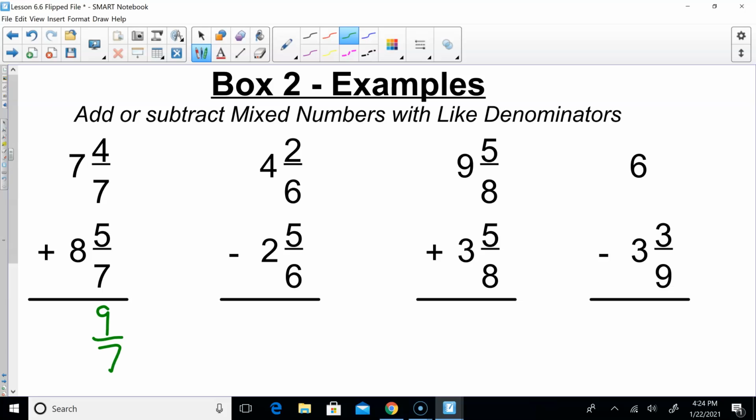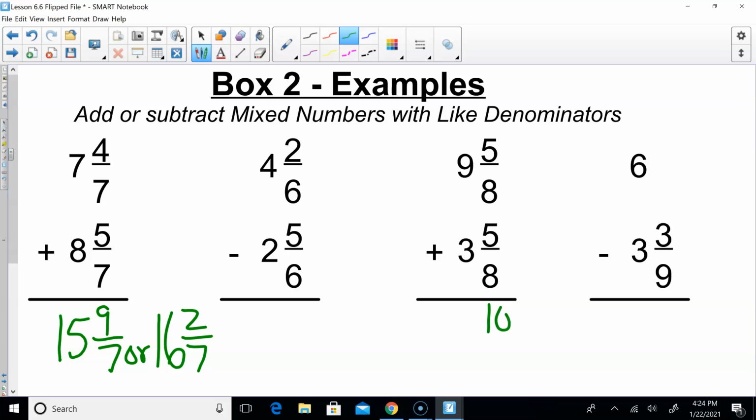And then 7 plus 8 equals 15. Since 9 sevenths is bigger than a whole, if we take 7 pieces away, we have another whole. So it'll give us 16, and then we're left with 2 sevenths. Like I said, when you have a fraction greater than 1, usually you're not adding too many more to the whole numbers. And we'll slide over to the other addition problem as well.